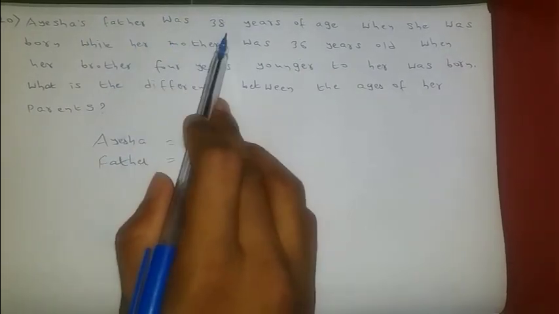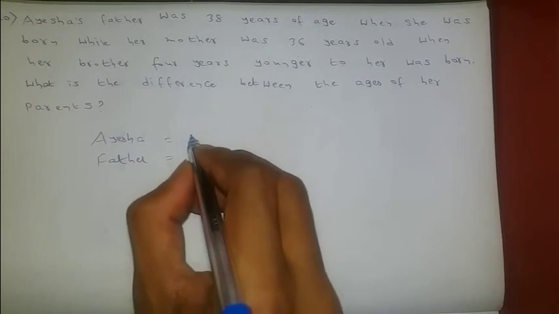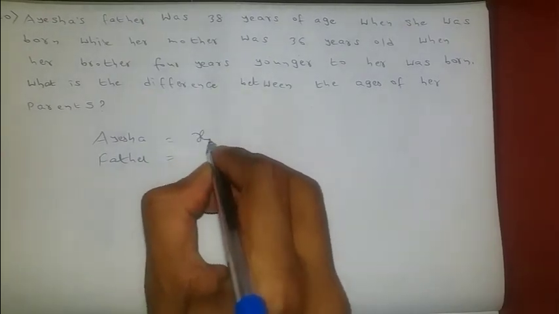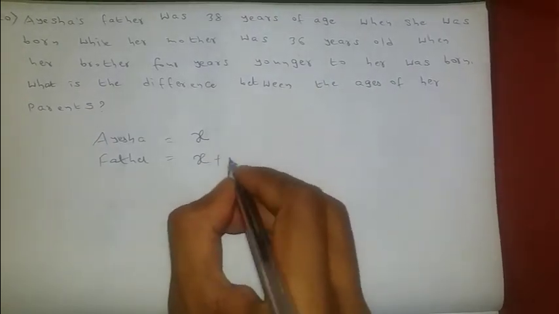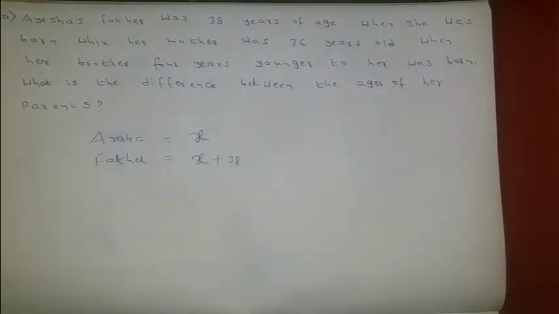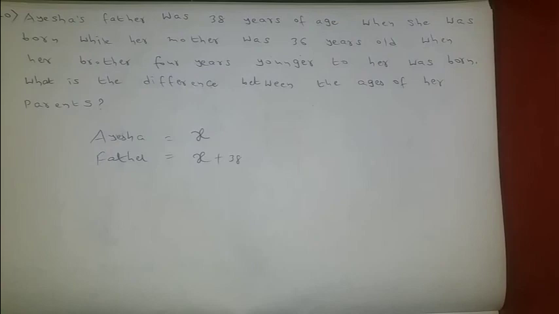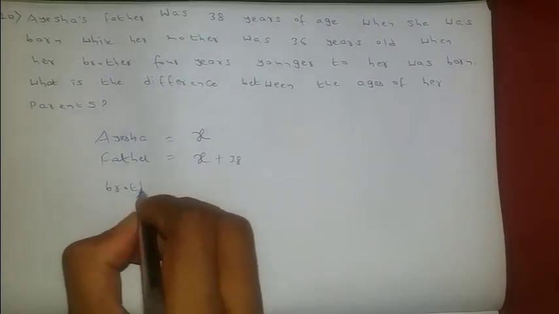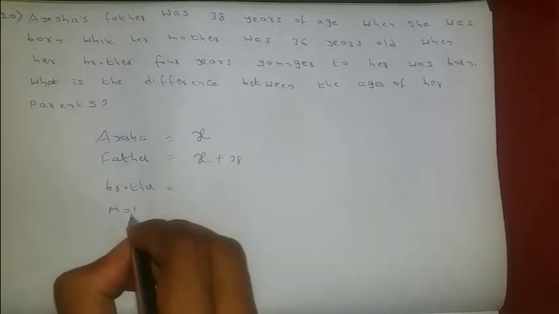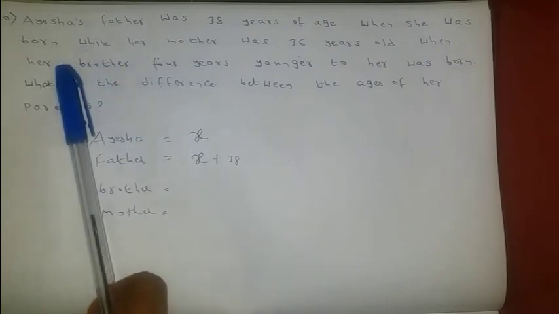Ayesha's father was 38 years of age. So Ayesha's present age, if I am taking as x, then father's age will be x plus 38. It means that when she was born, that is 0 years, so 0 plus 38. After 1 year, 1 plus 38, like that. Next, one more, the brother is there as well as the mother. Now these two we need to create. Okay, look at it now.